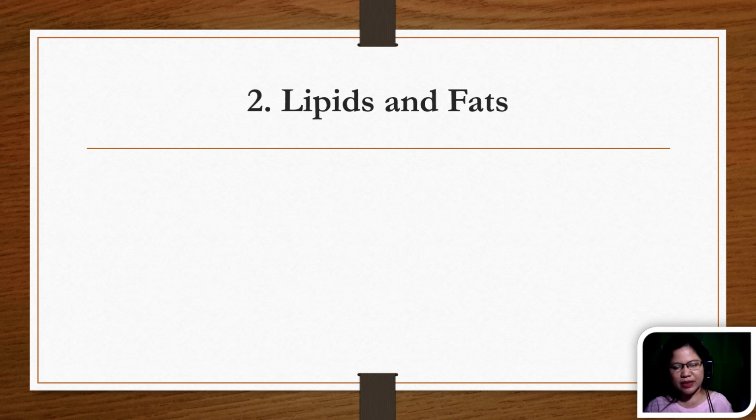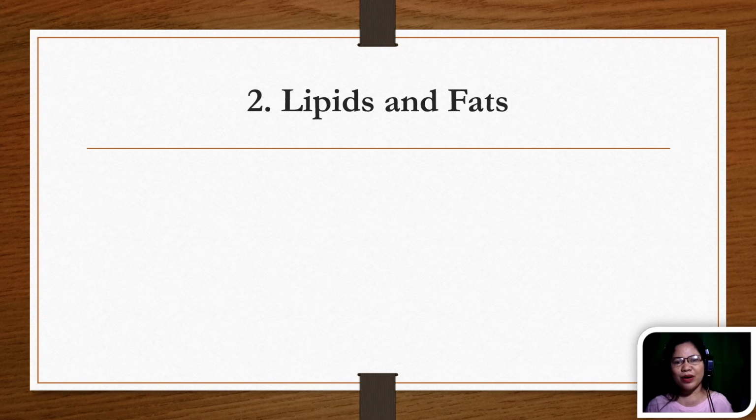Okay, number 2 is lipids and fats. So what are lipids and fats? Lipids and fats are very important in our body, but eating too much of it would also lead to some diseases like heart diseases and obesity. When you have heart diseases, it can also lead to hypertension, because of eating too much unhealthy fats like the saturated and trans fats.